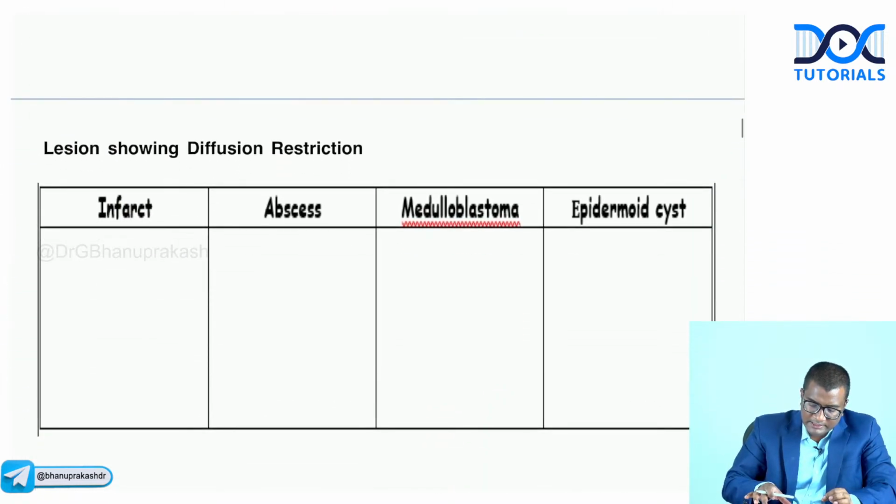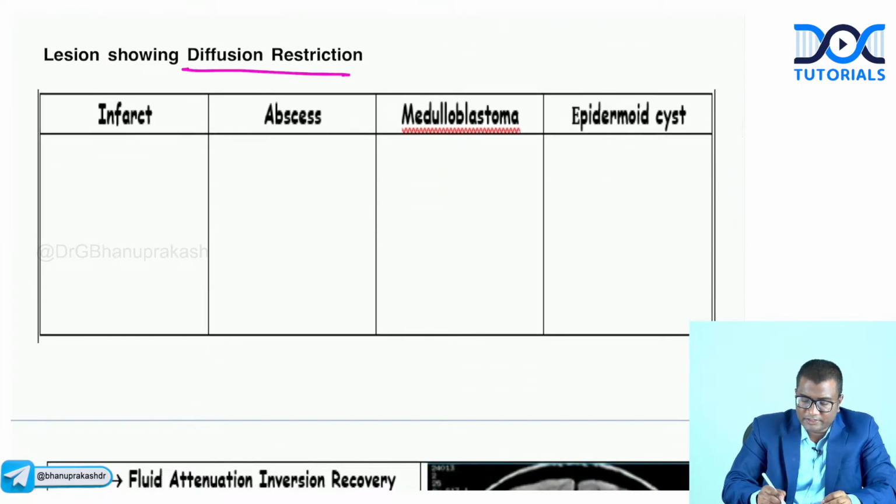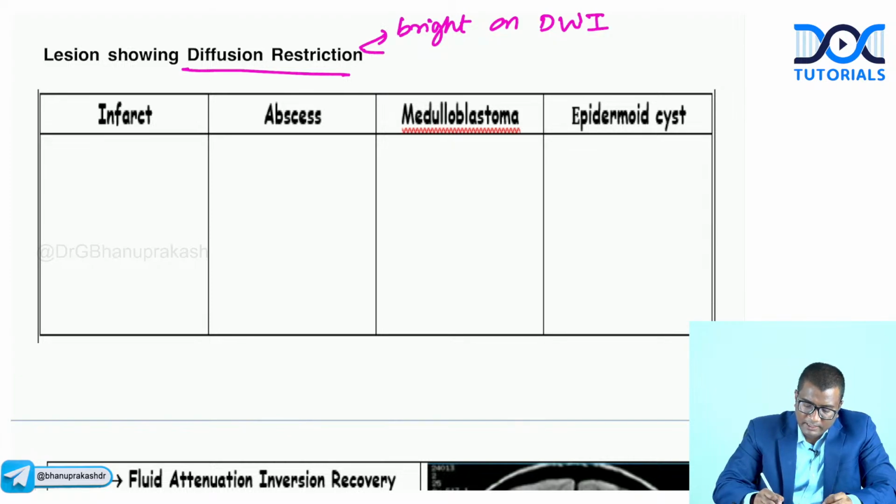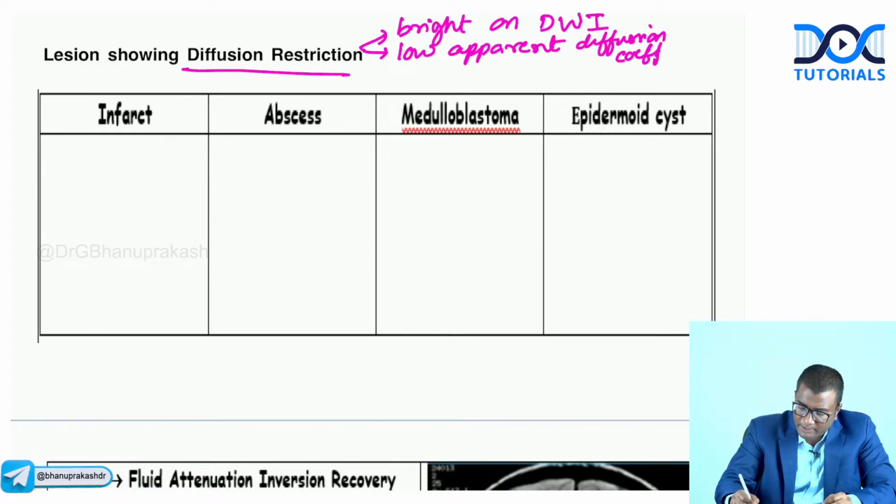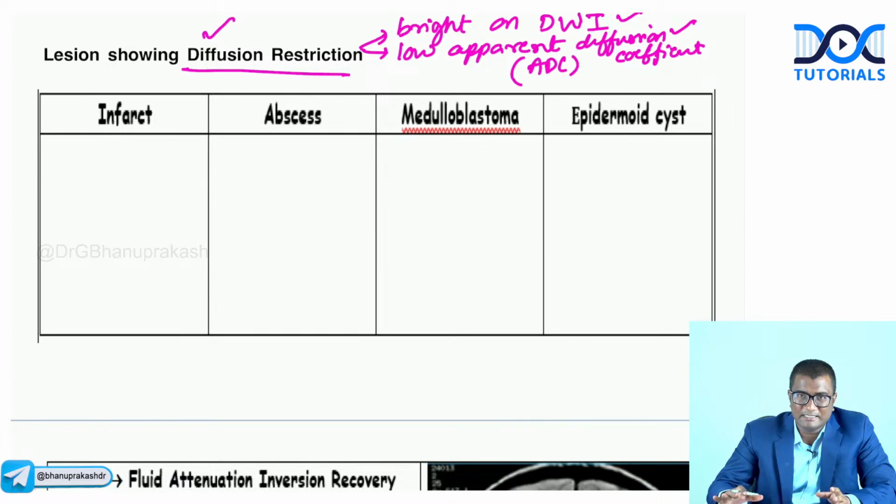Now, let us try to understand what are all the lesions which will show diffusion restriction. What do you mean by diffusion restriction? It will be bright on DWI, bright on diffusion-weighted imaging of MRI. It will have low apparent diffusion coefficient. So whether they ask you which lesions show diffusion restriction, or which lesions appear bright on DWI, or which lesions will have a low ADC value or apparent diffusion coefficient, they mean the same.